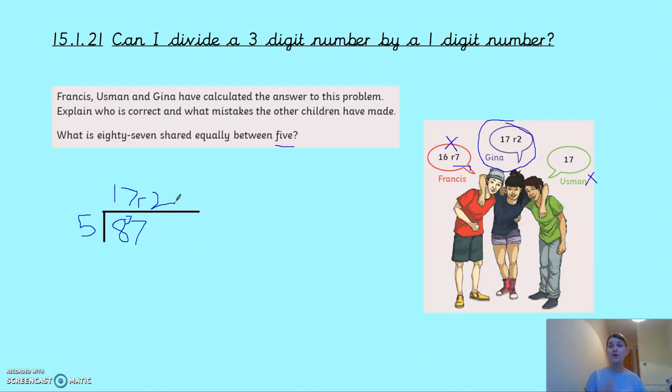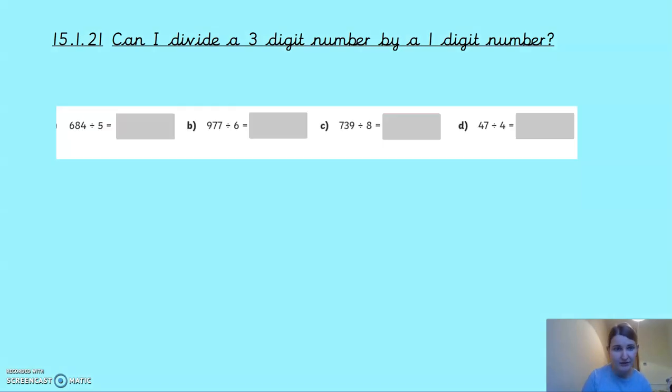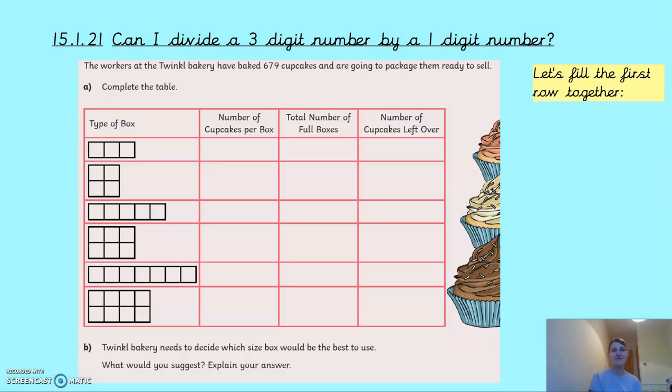So sometimes before we even do a calculation, we can use our knowledge of multiplication and division to help us work out which ones might be the wrong answers. Okay? Right, thank you for sharing that one with me. Have I got 2 things left with you? Yeah, 2 things left. Right. This one is a little bit more tricky.